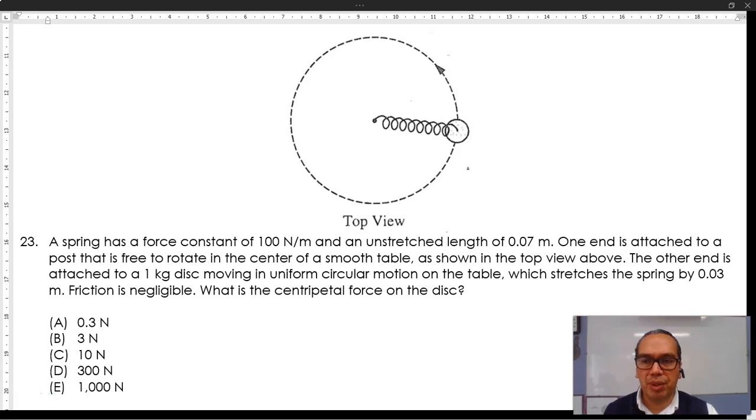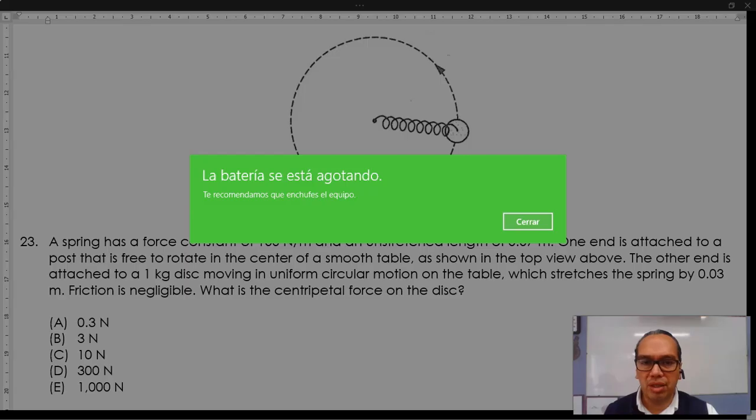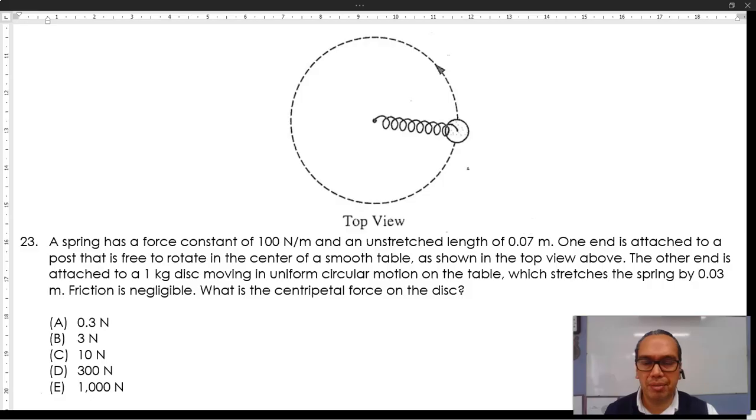23. A spring has a force constant of 100 newtons per meter and an unstretched length of 0.07 meters. One end is attached to a post that is free to rotate in the center of a smooth table, as shown in the top view above. The other end is attached to a 1 kilogram disc moving in uniform circular motion on the table, which stretches the spring by 0.03 meters. Friction is negligible. What is the centripetal force on the disc?